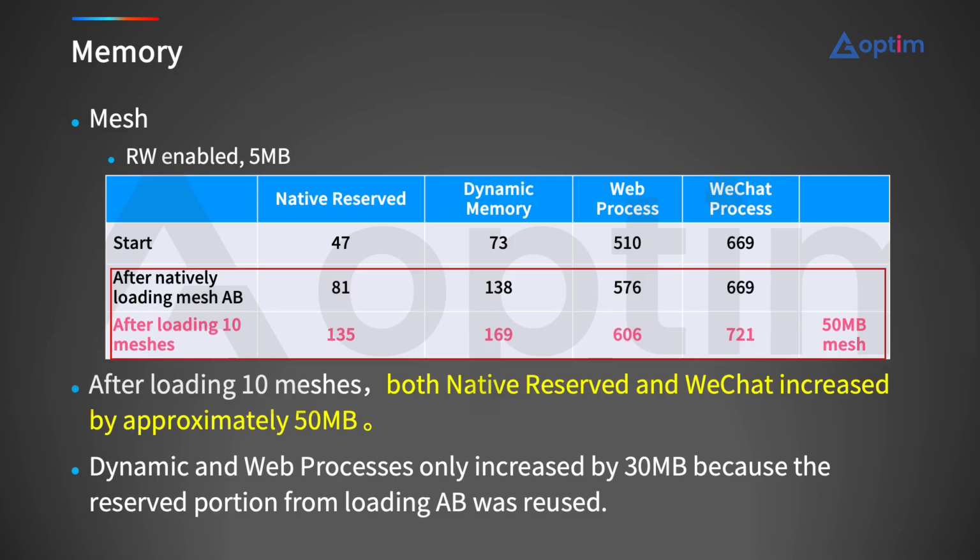In further tests, when we loaded 10 meshes, native reserved memory increased by 50 megabytes, approximately 5 megabytes per mesh, while dynamic memory increased by 31 megabytes and the web process increased by 30 megabytes. This is because the previously mentioned 33 megabytes of reserved memory allowed new meshes to occupy this space, preventing the memory increase from reaching 50 megabytes.